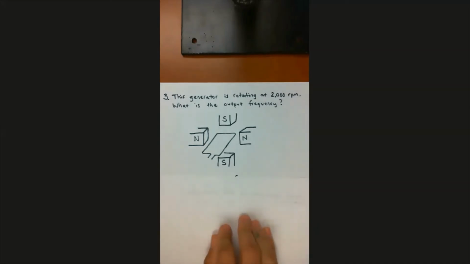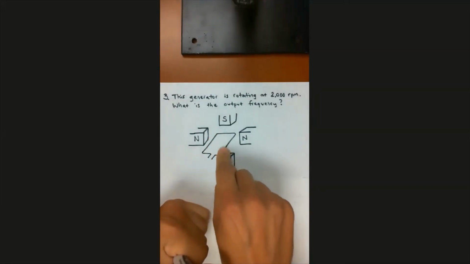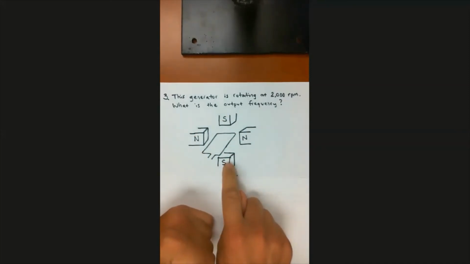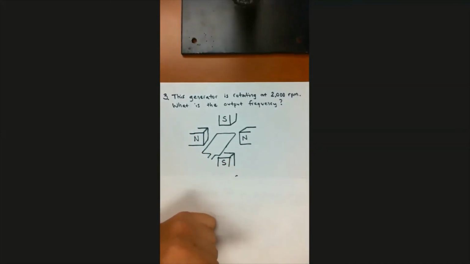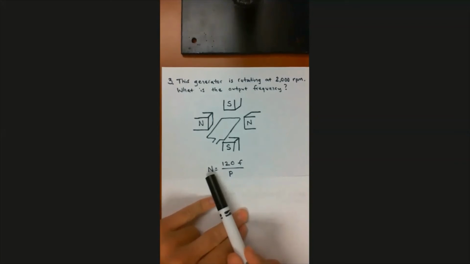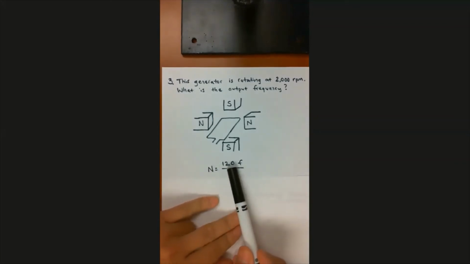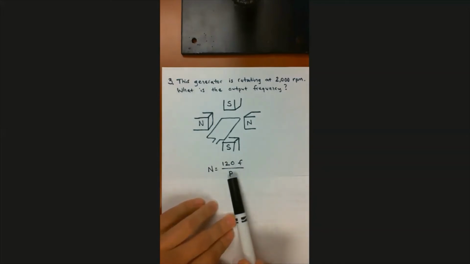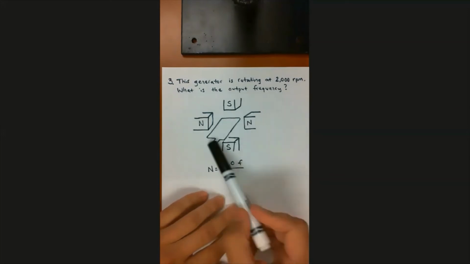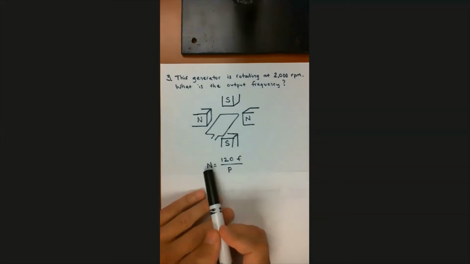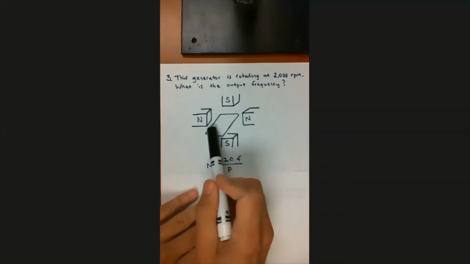All right, so remember from our last class, we have a relationship between the rotation speed of the rotor, the number of poles on the magnetic field, and the output frequency. And that relationship looks like this, where N is the rotation speed of the rotor, and 120 is just a conversion factor, F is the output frequency, and P is the number of poles on the magnetic field. So look at this and the question, and what do we know? We know that N is 2,000 RPM, that's how fast the rotor is spinning.